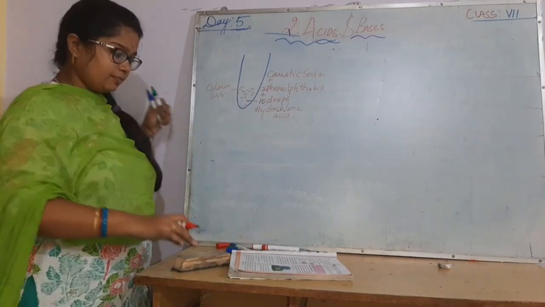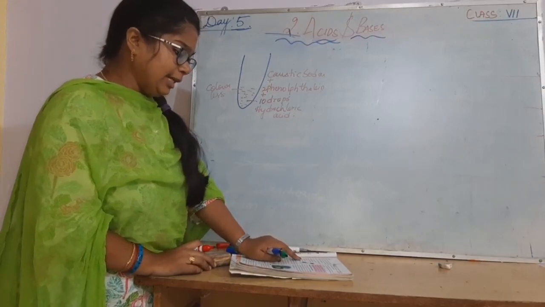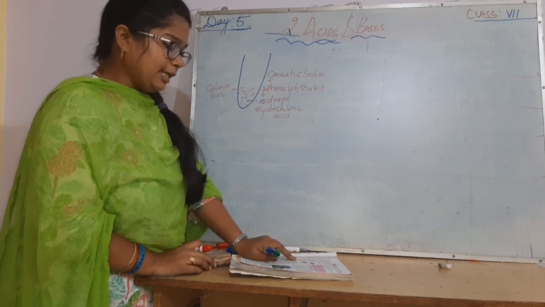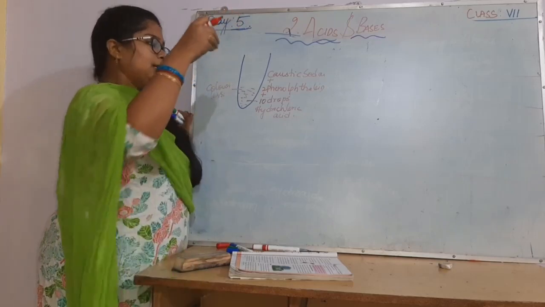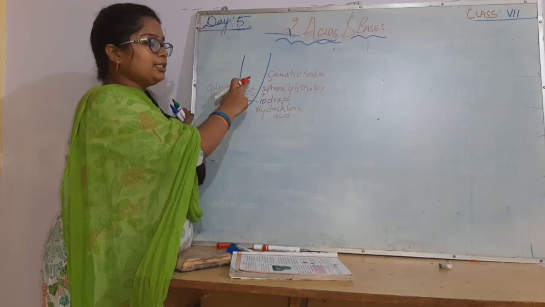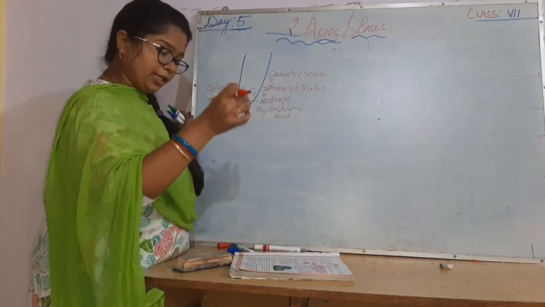Now, add it drop by drop. After each drop, shake the test tube well and see if there is any change in color of the solution. After each and every drop, you mix it and see when any change comes. Till the change comes. Means what? After each drop, you need to shake it well.